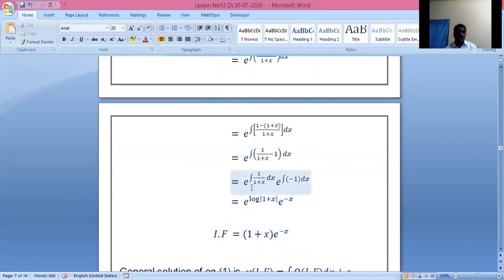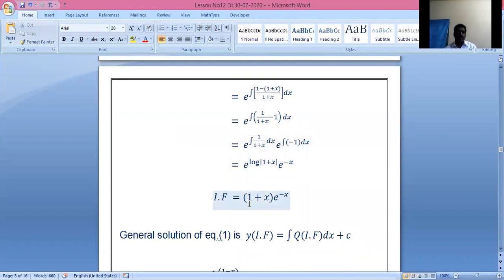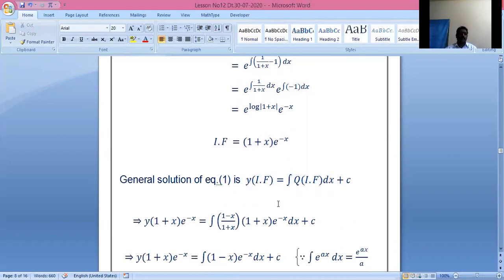That is equal to e to the power of, here integration of 1 by (1 plus x) dx is log of (1 plus x). Here integration of minus 1 dx is minus x. Therefore, IF is equal to (1 plus x) into e to the power of minus x.